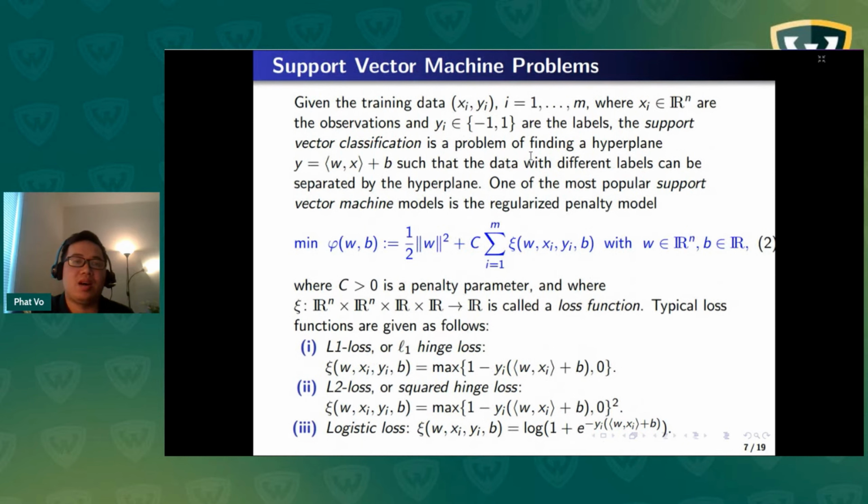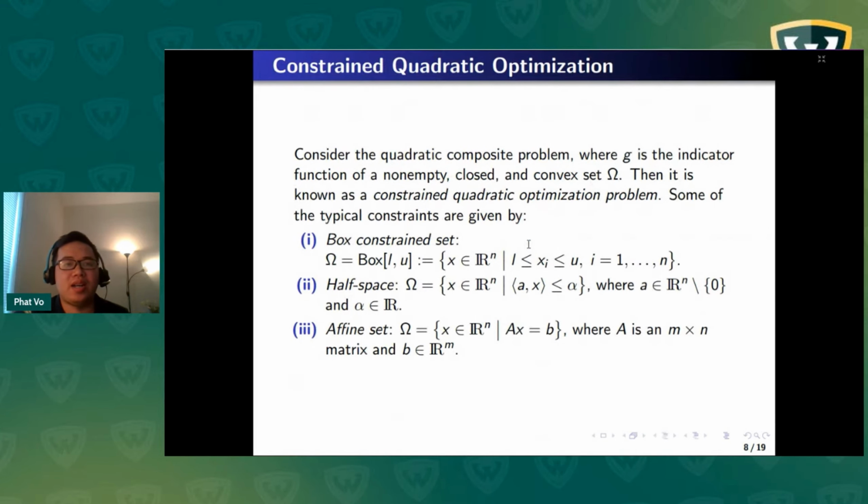The second one is support vector machine problems. You can see this is the model for the support vector machine problem. The cost function here is the sum of a quadratic function and a non-smooth function. And the final one is constrained quadratic optimization, when the function g is the indicator function. In this case, we have quadratic composite problems.